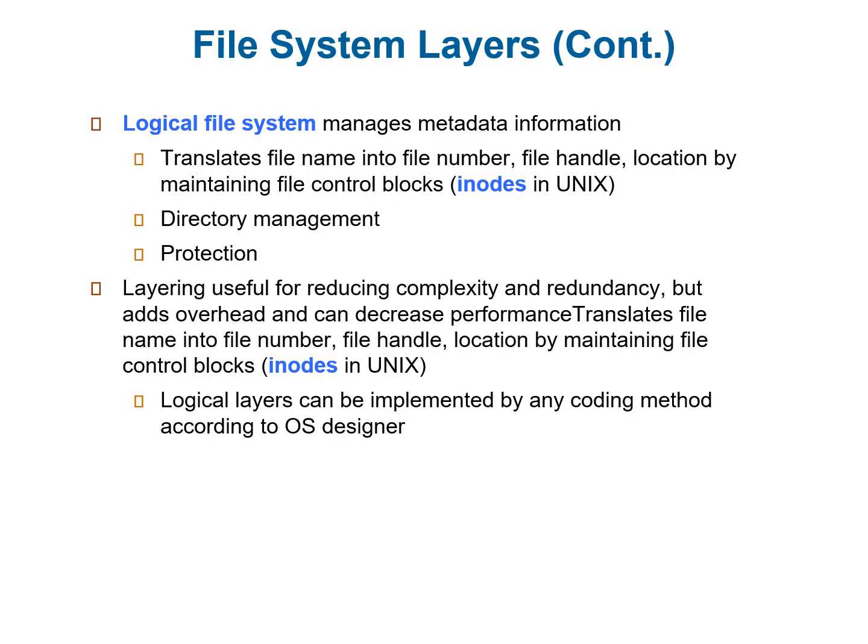And logical file system is nothing but how the file is stored inside the operating system. That is the logical address. Physical address, sorry, we have a logical name for every file that we are giving. So it translates the file name into file number and file handle location by maintaining file control blocks. We have a file control block, in Unix you have inodes. This inode in Unix will take care of the translation, and we have directory management, and it also takes care of the protection of files. It restricts unauthorized users from accessing the particular file. That's what protection is all about.